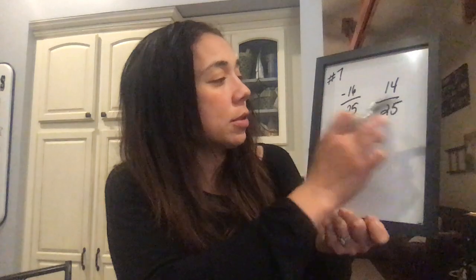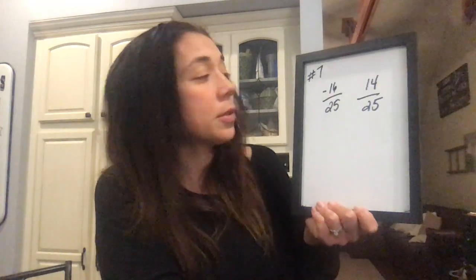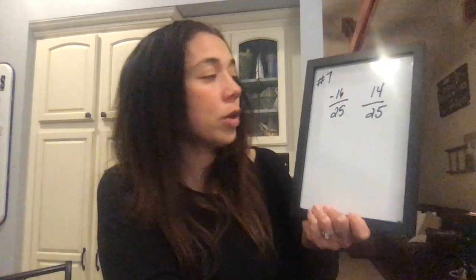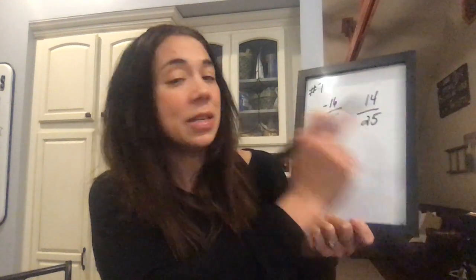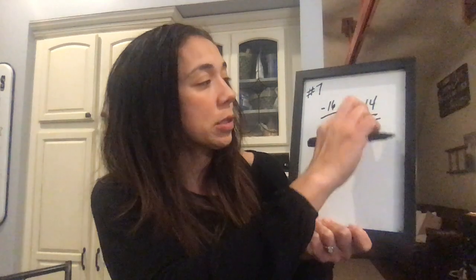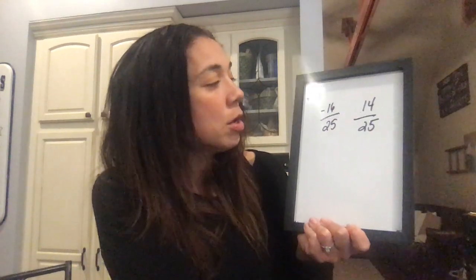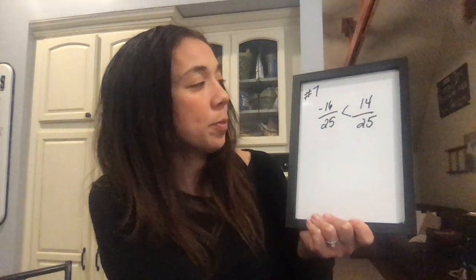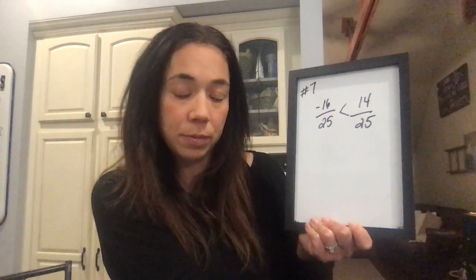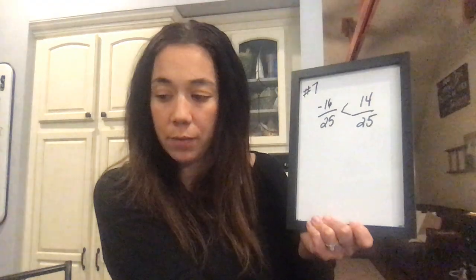So in this case, since our denominators are exactly the same, we don't have to do anything, and we can just compare our numerators. We know that a negative number is always smaller than a positive number. So of course, negative 16/25 will be smaller than 14/25. And you are finished with number 7.